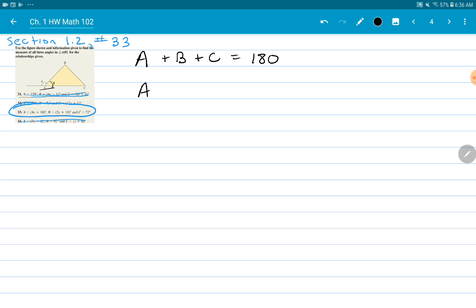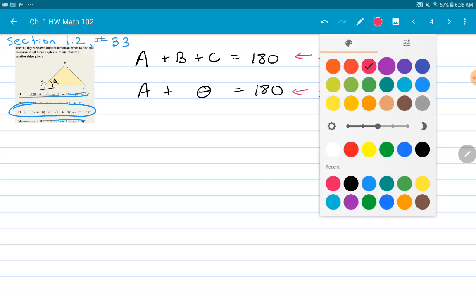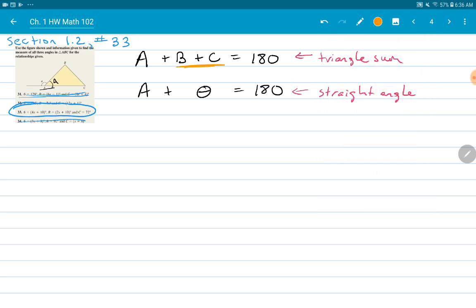that little angle A, let's call that little angle A, plus theta also equals 180 degrees, because that's a straight angle. So let me just write the reasoning right there. So this is the triangle sum theorem, and this one is a straight angle. So that's two things we learned in class earlier. But now if you'll notice, this guy must be equal to that guy, since when I add them to A, it equals 180. So that gives me that B plus C equals theta.